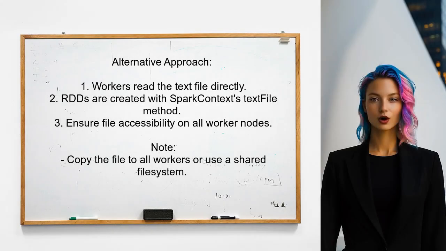In this alternative approach, the user clarifies that when using sc.textFile in Spark, the driver does not read the file. Instead, the workers read the text file directly. They point out that text file RDDs are created using the SparkContext textFile method. Additionally, if the file is on the local file system, it must be accessible at the same path on all worker nodes, either by copying the file or using a shared file system.